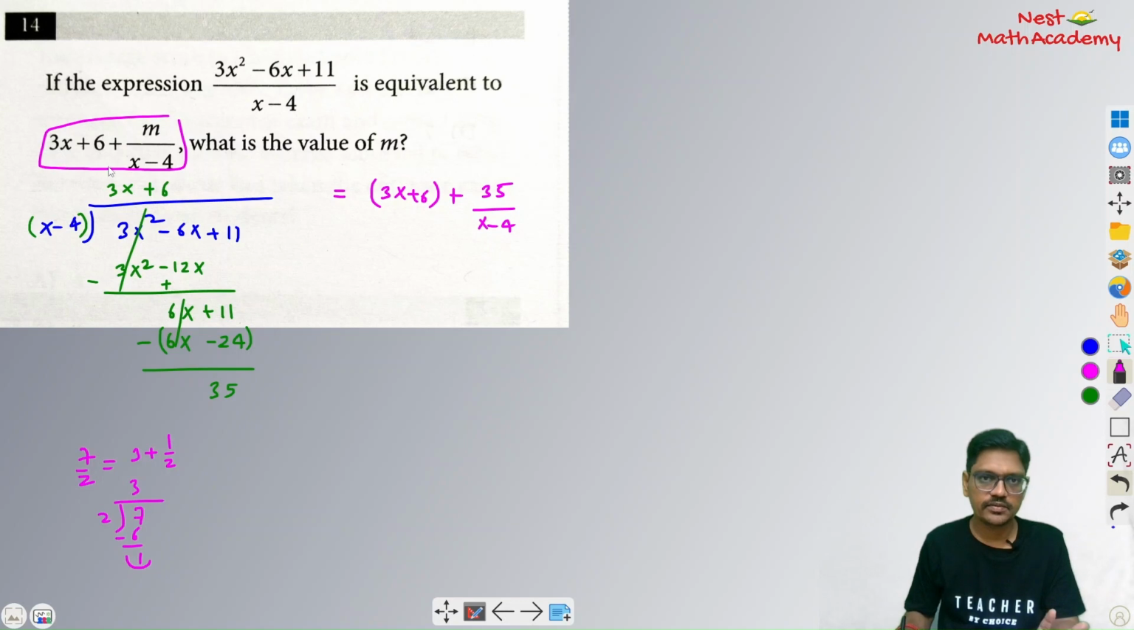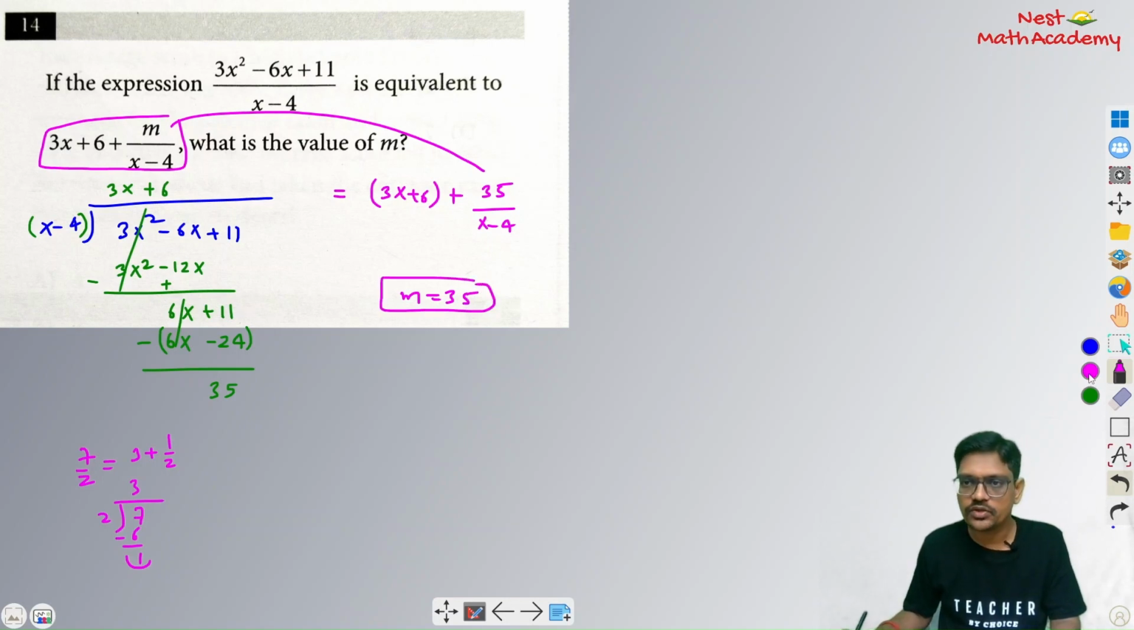3x plus 6, 3x plus 6, x minus 4, x minus 4. So therefore m is equal to 35. Simple. Compare with that, and you will know that m is 35. And you also realize one more thing, that m is the remainder. When you divide this quadratic expression by x minus 4, the remainder is 35.